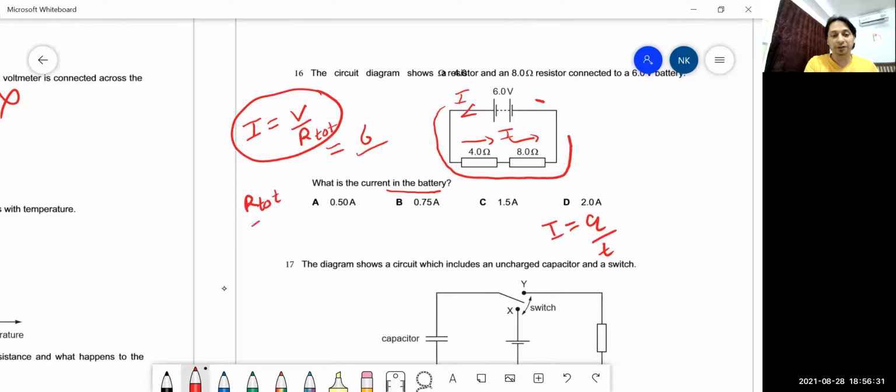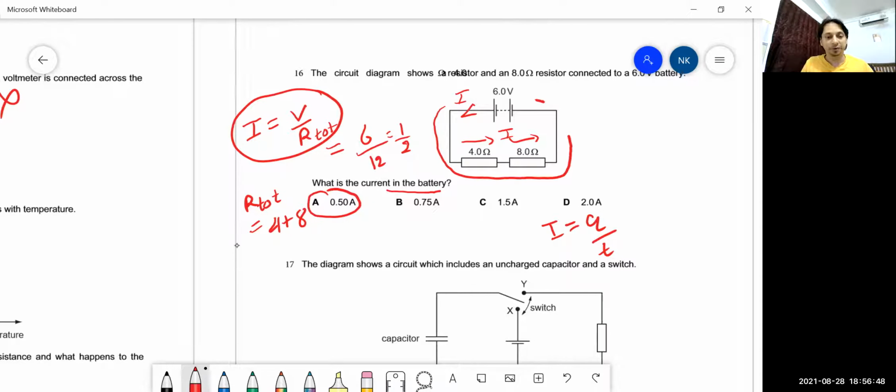Here the total resistance you can calculate, both are in series. So you know the equation, 4 plus 8, and it is 12. So I will put 12 here. 6 divided by 12 is 1 by 2. 1 by 2 means 0.5, and I can see that 0.5 is in option number A.